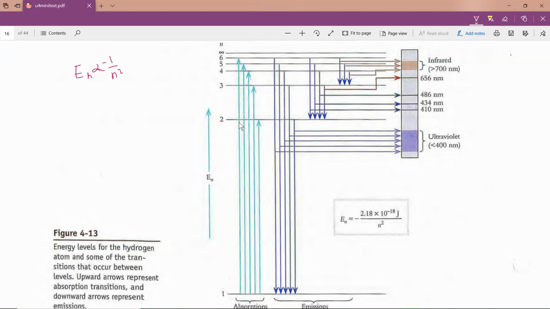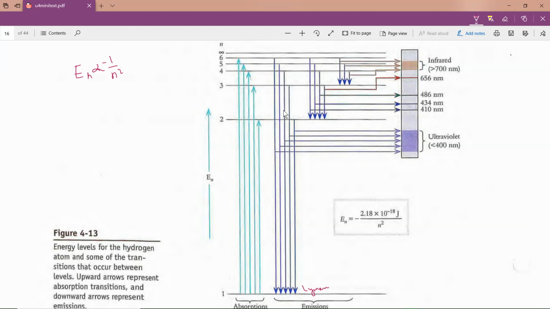So we have here absorptions, and we have emissions down to various energy levels. And you actually form series. If you fall from higher levels down to the first level, that's called the Lyman series, which from n equals 6, etc. down is ultraviolet.